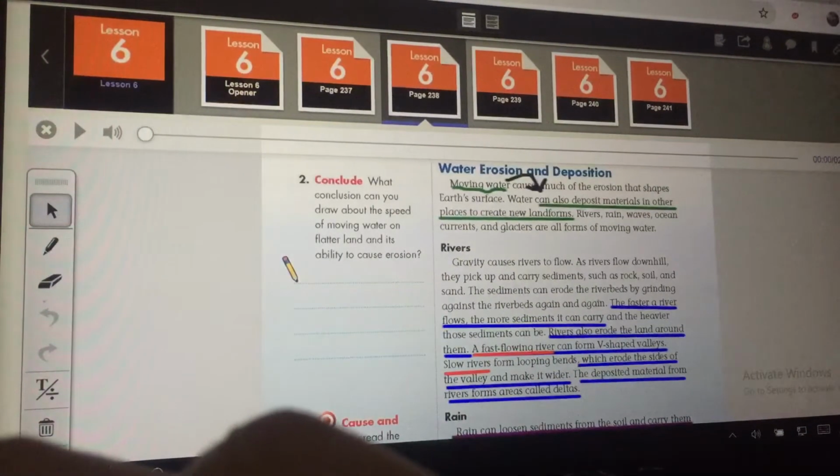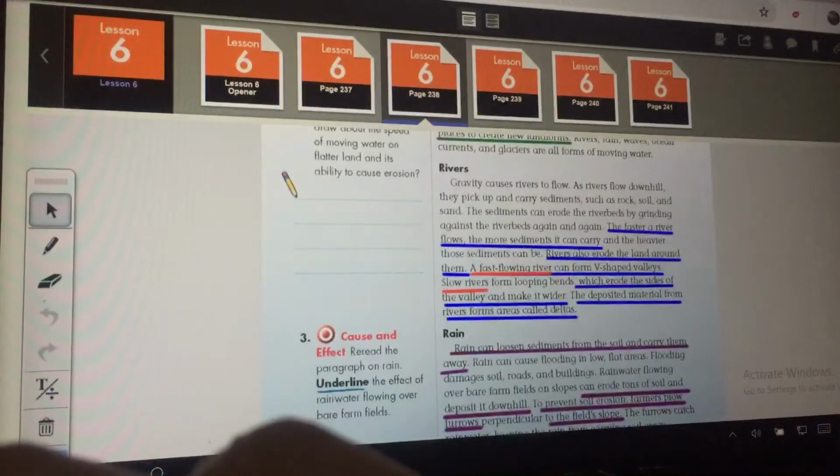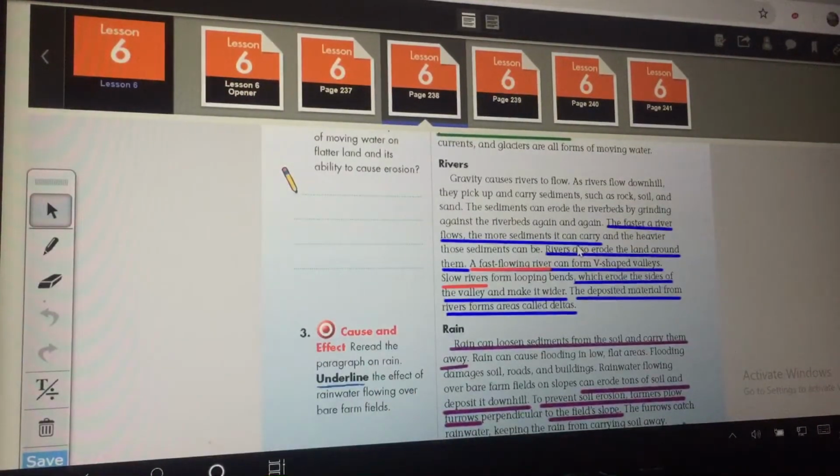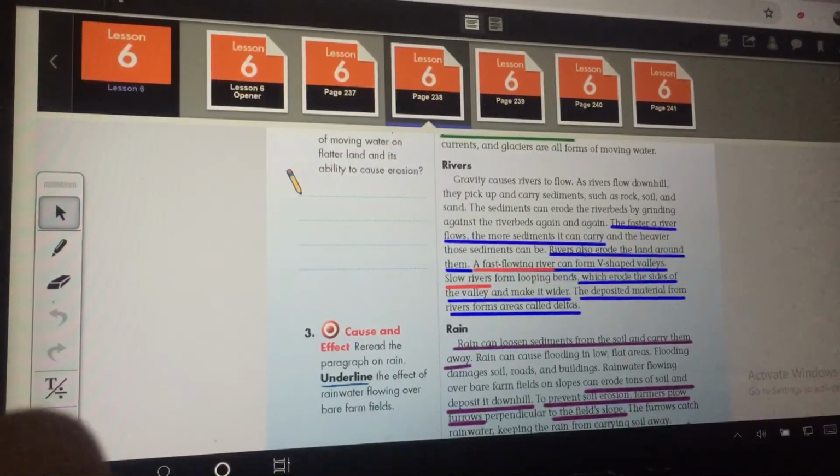Now, rivers. The faster the river is, the more sediments it can carry. And this is logical. Here they differentiate between a fast-flowing river that can form a deep, V-shaped valley, and a slow river that forms a wider valley. And you have a question here about how moving water on flatter land affects its ability to cause erosion. Flatter land, more flat land. What about here? They ask you about the speed of the water also.